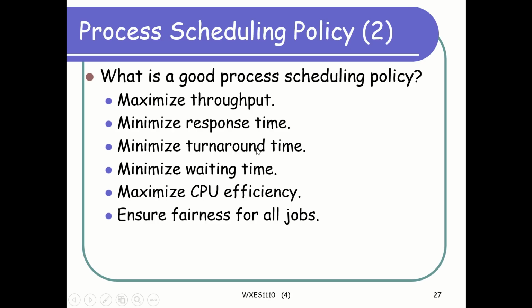Minimize turnaround time: move entire jobs in and out of the system quickly. This could be done by running all batch jobs first, because batch jobs can be grouped to run more efficiently than interactive jobs. Minimize waiting time: move jobs out of the ready queue as quickly as possible. Maximize CPU efficiency: keep the CPU busy 100% of the time, done by running only CPU-bound jobs. And ensure fairness to all jobs: give everyone an equal amount of CPU and input output time.